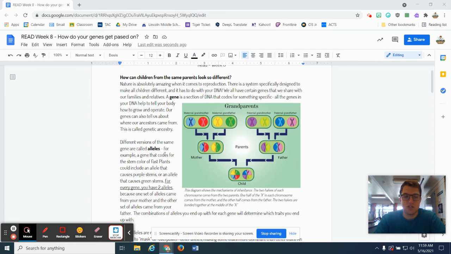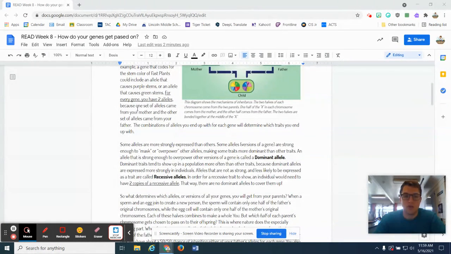For example, a gene that codes for the stem color of fast plants could include an allele that causes purple stems or an allele that causes green stems. For every gene, you have two alleles, because one set of alleles came from your mother and the other set of alleles came from your father. The combination of alleles you end up with for each gene will determine which traits you end up with.